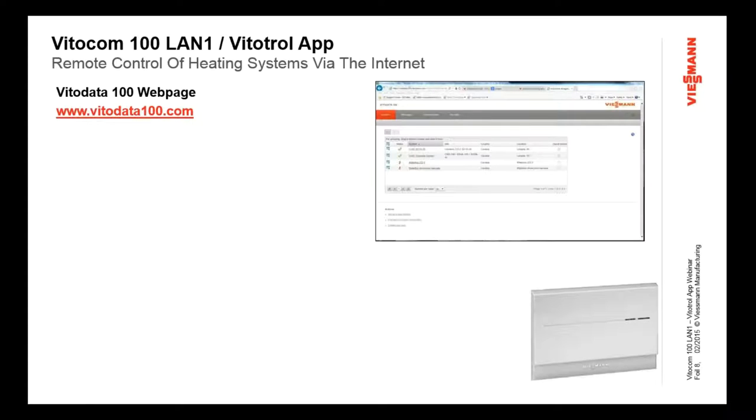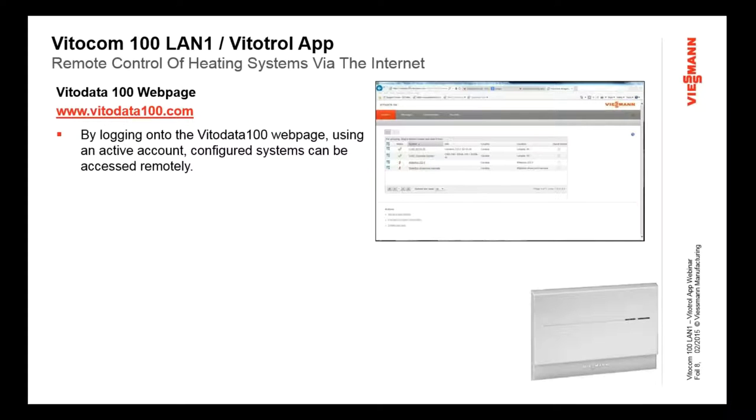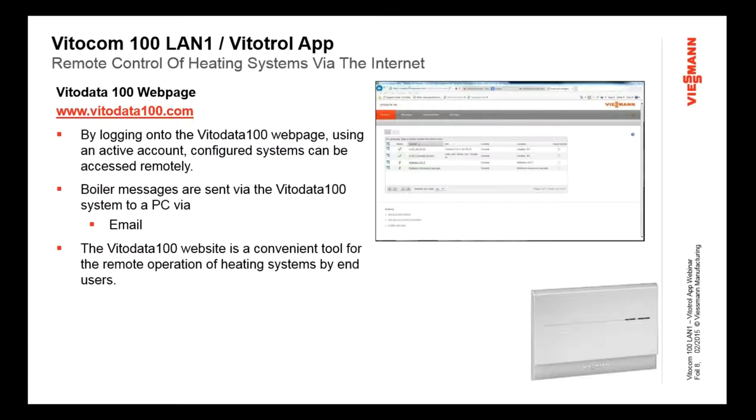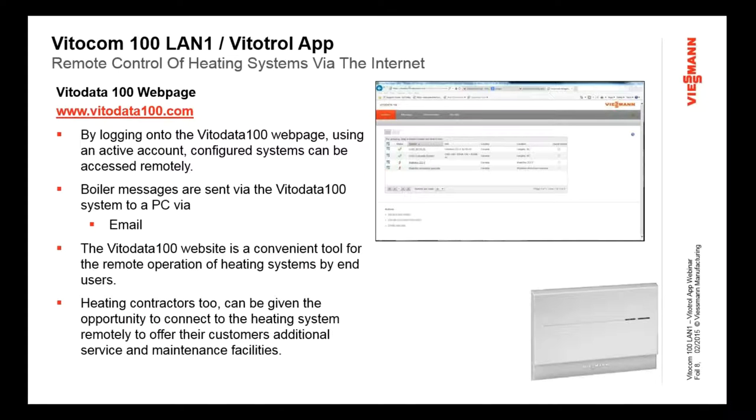You can also get to it from the VitaData100.com website. This is a website that's established by Viessmann so that you can access your system, and you'll have to do some account management here initially to set up the system. But even once the system's set up, you can access any control system that you have a Vitocom LAN 1 on that's established to your account from there. So you can log on to the VitaData 100 website, and then you can see the system. Again, any messages can be sent through email to that PC as well as being able to log on. Homeowners and contractors both can find this very convenient.